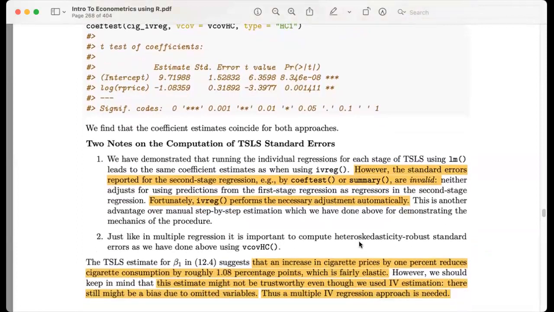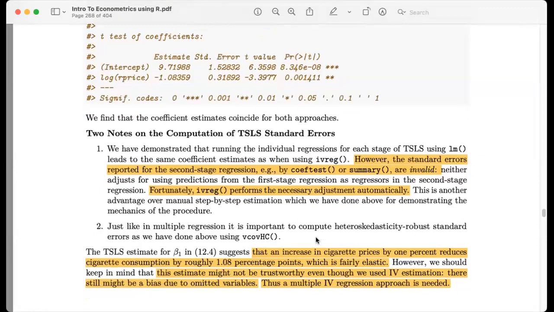It's also important, and the book always stresses this, to compute heteroscedasticity-robust standard errors.